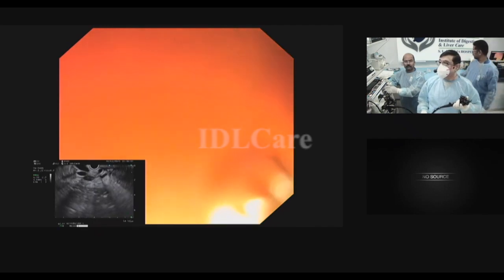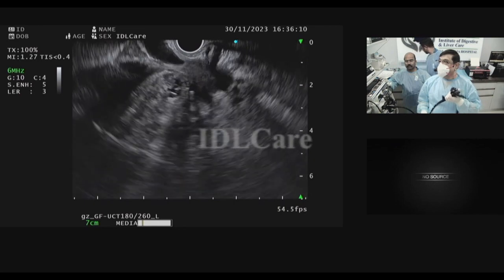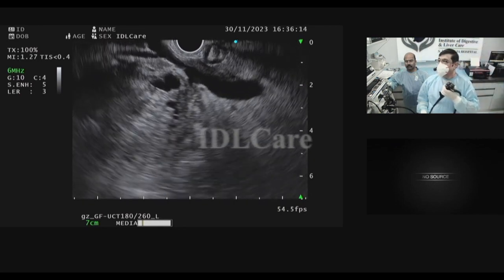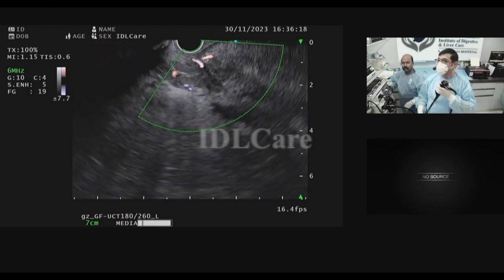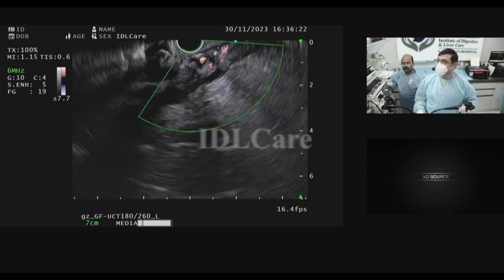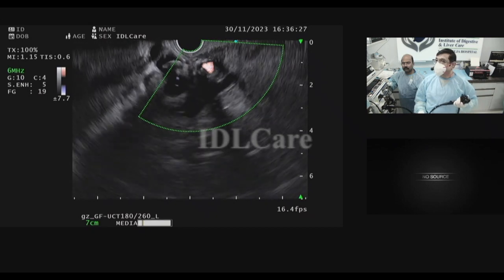And the moment you go to the duodenum, you turn either clockwise or anti-clockwise, right? So let's turn clockwise towards the papilla. There you see Doppler. This is the portal vein. Then some collaterals. There is the stone. You see the stone? Large stone there.